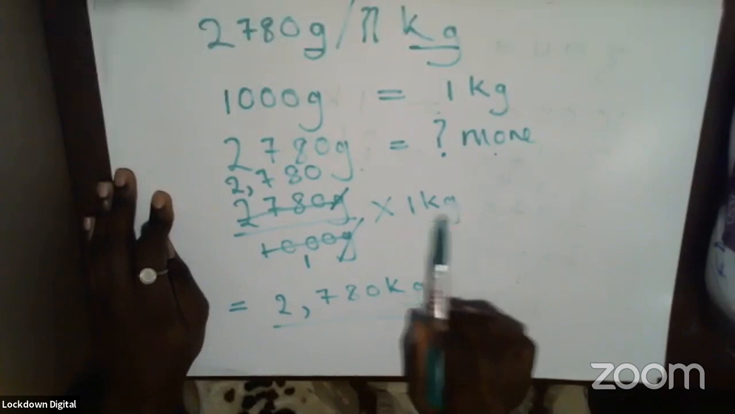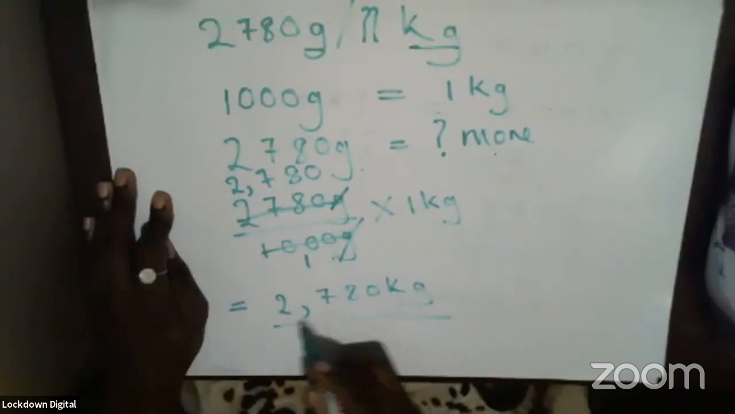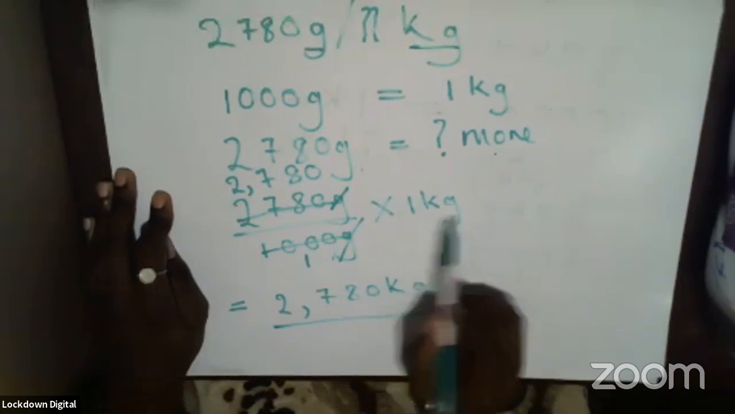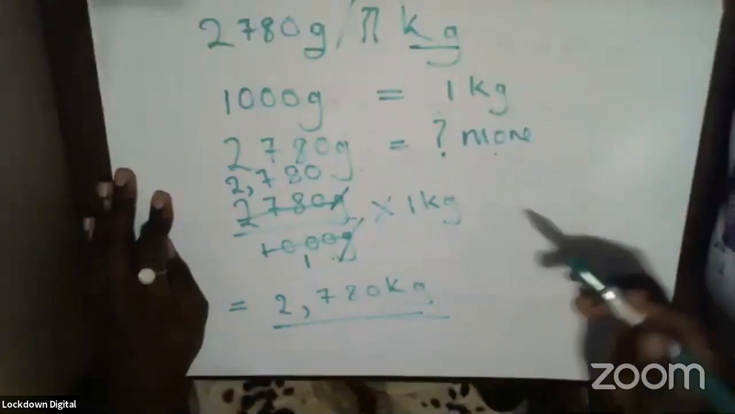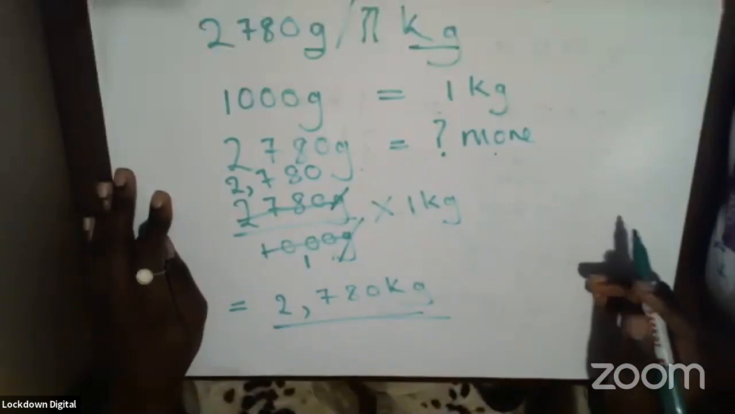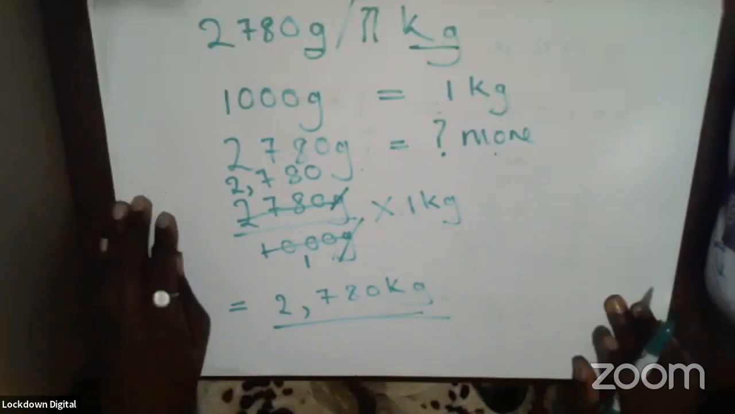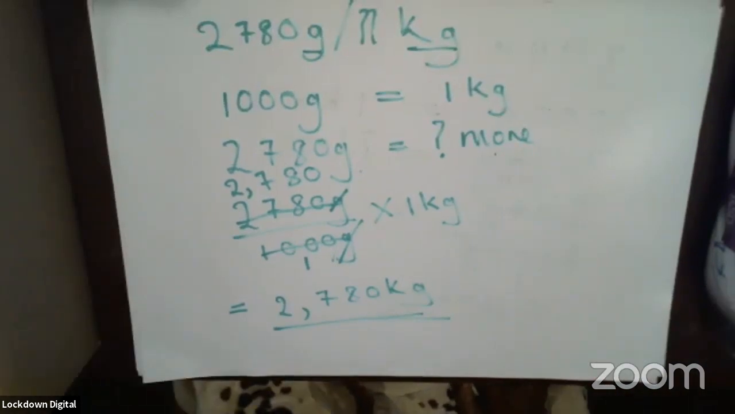Don't forget the unit, guys. Since we have cancelled out this unit, hence the final answer will have the units of the quantity. Whatever the units of the quantity, whatever the situation you are provided with, this is how you do it. Okay? I hope you have understood that. Okay, let's move on to the next question that follows.